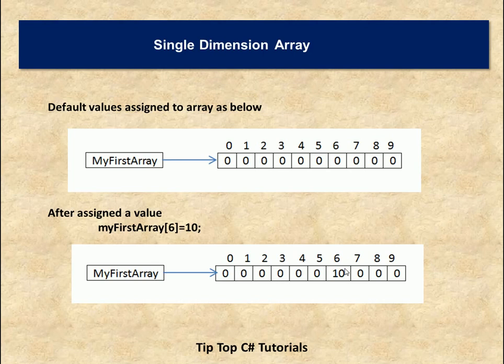All the values will be assigned default values. If it is integer, then 0. If it is string, then it will be null. If it is any reference type, then it will again be null. If we assign some value, as you can see here, I am assigning to my first array, passing index as 6 and assigning the value as 10. Now I can see in the heap that only the sixth index value is updated as 10. This is how we can access and also update elements in a single dimensional array.